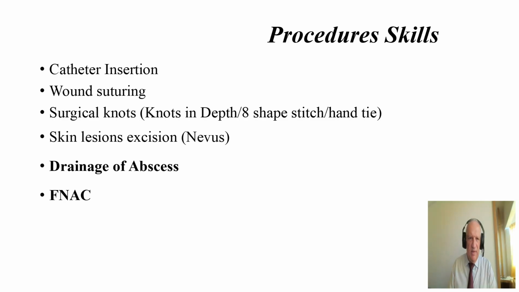In the procedure skills stations, in all three courses, we have a fixed set: how to insert a male urinary catheter, how to do a simple interrupted wound suture, how to do surgical knots in depth, the H-shaped stitch to control bleeding and hand tie, and also excision of a nevus. In versions B and C, we also added how to drain an abscess and how to do fine needle aspiration cytology.